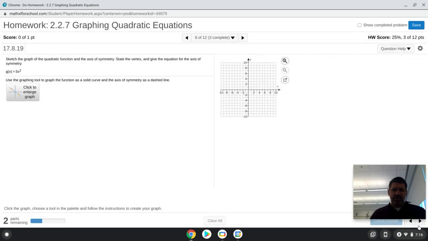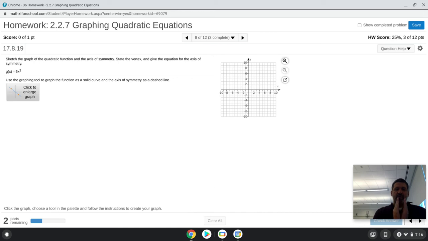Okay, so those are all kind of similar. All right, so this one has a coefficient with our x squared. So what I should do is write this out in a T chart just to see where that first point goes.